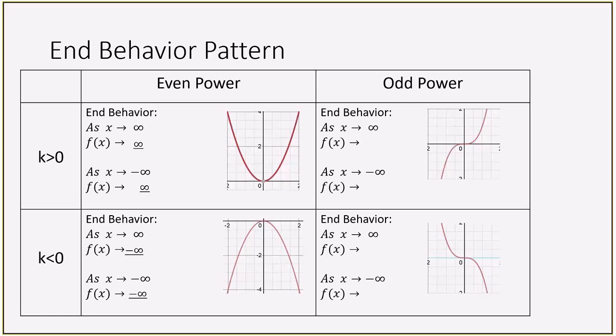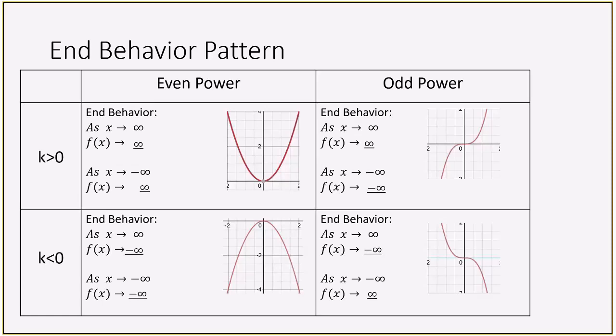Moving on to the odd powers. With an odd power, as x goes to infinity, we can see that in this graph, f of x goes to positive infinity. As x goes to negative infinity, f of x goes to negative infinity. And then if we flip the sign, if we make k negative, that flips our graph and we see that as x goes to positive infinity, f of x goes to negative infinity. As x goes to negative infinity, f of x goes to positive infinity.